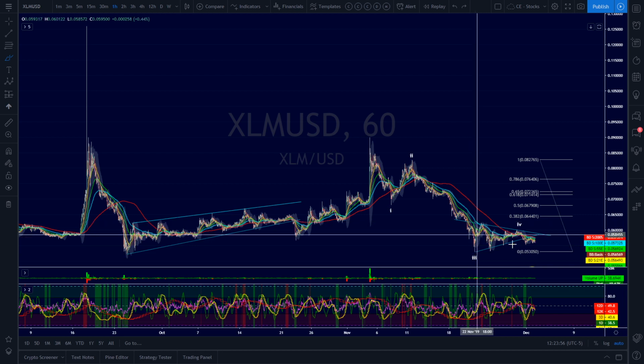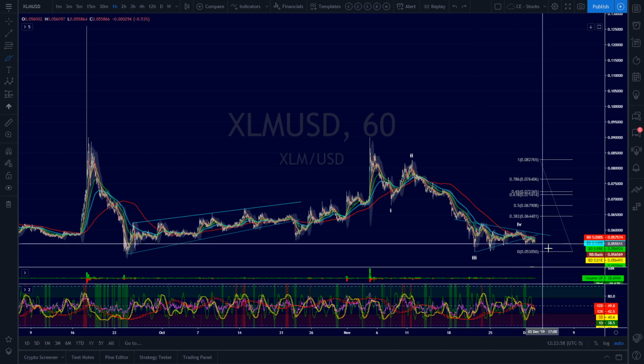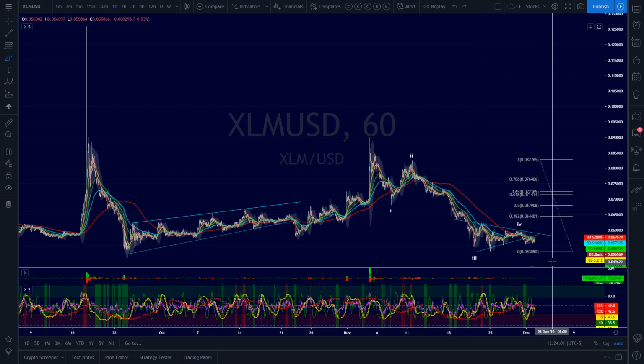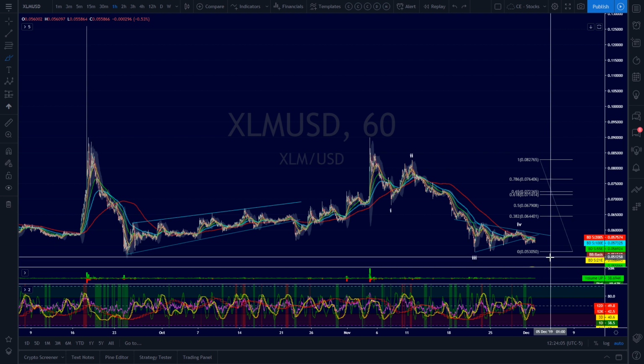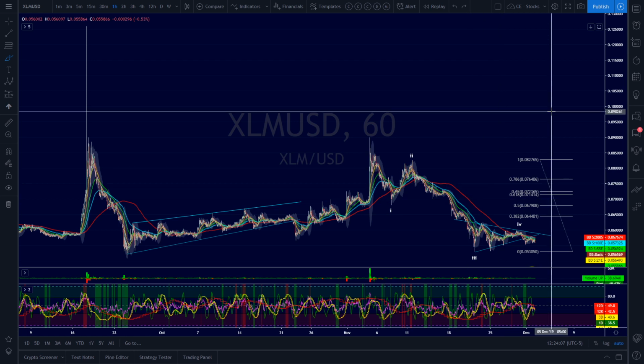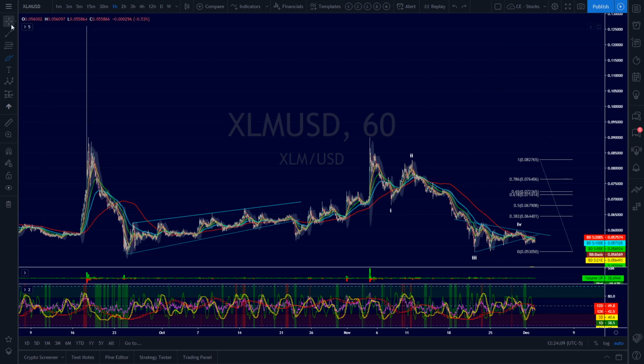So now we are inside of this formation, and we look like we're starting to break down, which leads me to believe that we are going to come down to 5 cents, maybe a little lower, down to 4.8 or 4.6 cents. So very possible that happens. I'll be waiting to see what happens if and when we get down there.